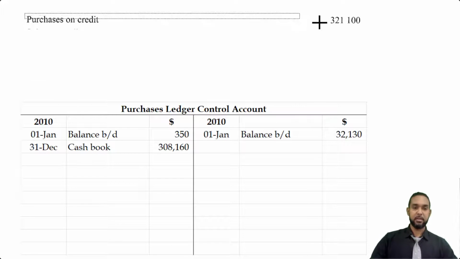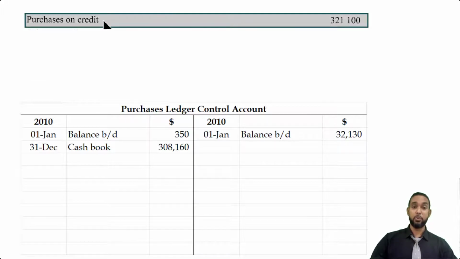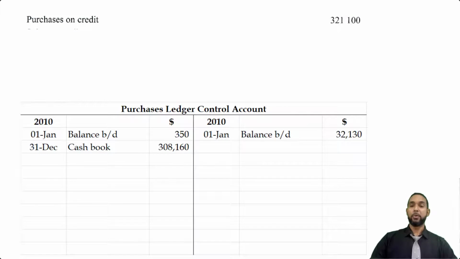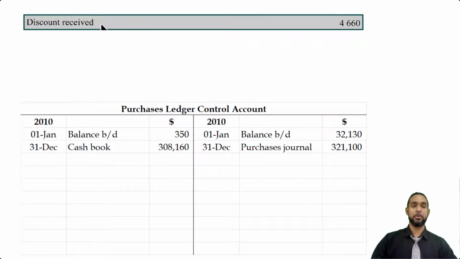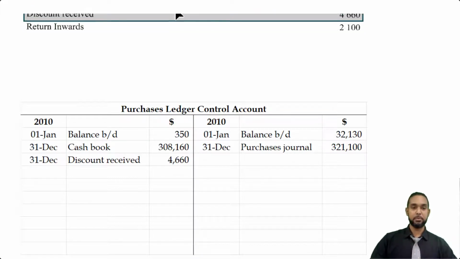Next item I'm seeing is purchases on credit, 321,100. So when we buy more goods on credit, we are now increasing the liability, and that's going to be recorded on the credit side of the liability account because credits increase liabilities. Next, I'm seeing discount received, 4,660. So when we receive discount, that's when our suppliers are literally reducing our liability. That's going to go on the debit side of the liability account.